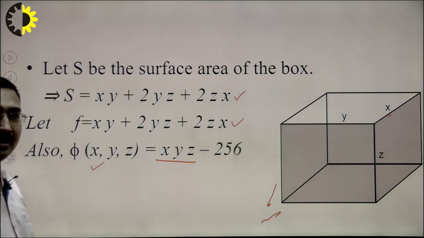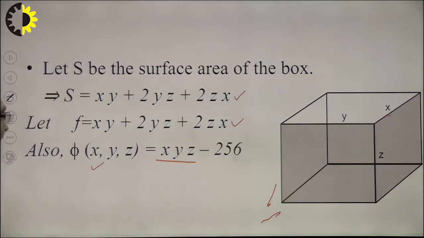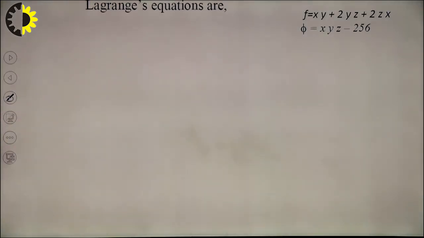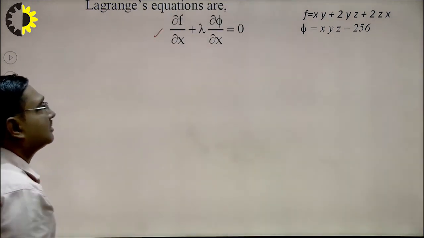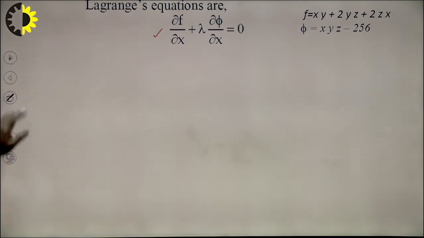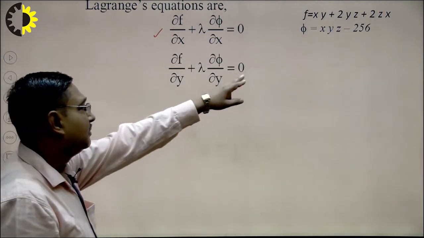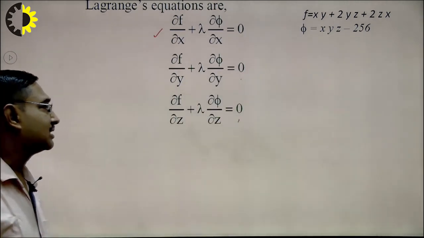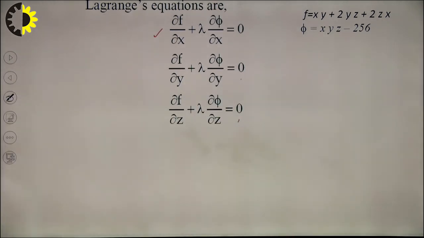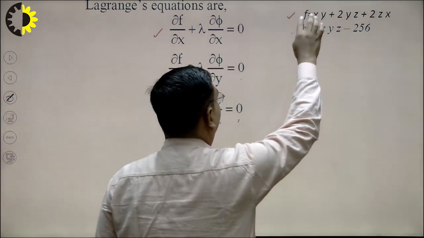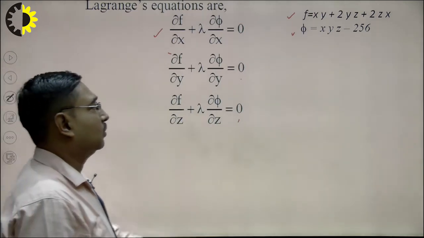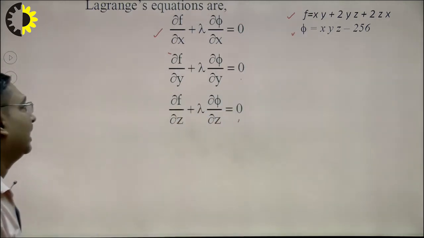We shall apply the Lagrange method to find extreme values of x, y and z. Lagrange equations are del f over del x plus lambda del phi over del x equal to 0, del f over del y plus lambda del phi over del y equal to 0, del f over del z plus lambda del phi over del z equal to 0. These are our f and phi.